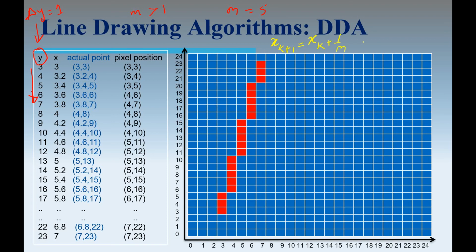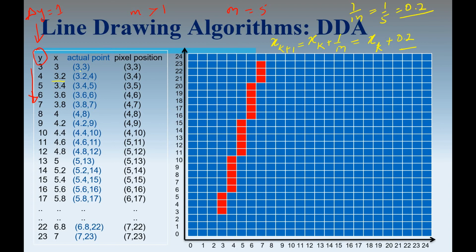which is equal to x of k plus 0.2, because we know that 1 by m is equal to 1 by 5, which is equal to 0.2. Alright, it will be incremented by 0.2. Now the x value will be incremented by 0.2 only. Let's see. When x is incremented by 0.2, we have 3.2.